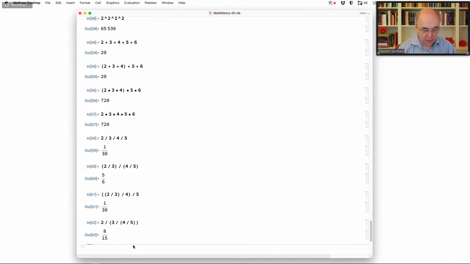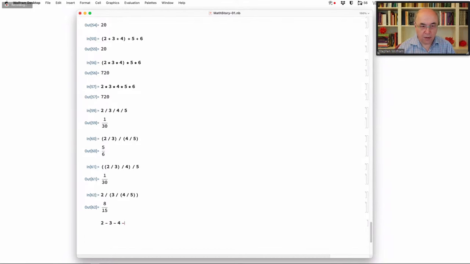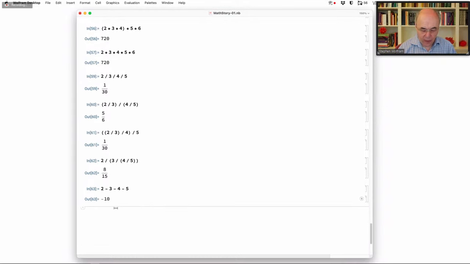I'll give you another one of that same type of thing. 2 minus 3 minus 4 minus 5. Which way does that group? Well, if we say this groups to the left, it's assumed to group to the left. But if we had it grouped to the right instead, it would give a different answer. So again, it's a convention about how things work.